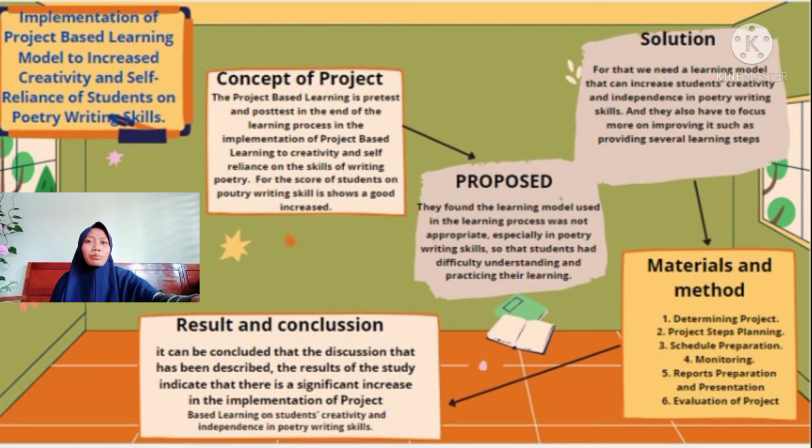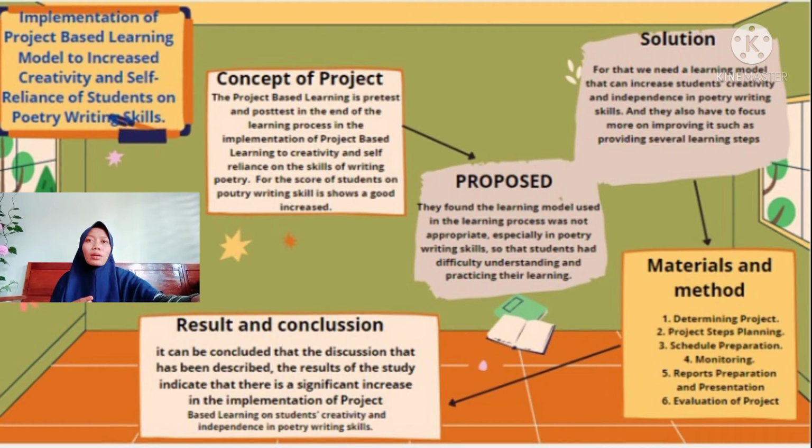And the next, material and method. The first material and method is determining the project. In this step, the students determine the topic of the project based on project tasks given by teachers. The topic of this research is Cita-Citaku. As for the project at the end of the learning process, it is a colorful book which contains student poetry.